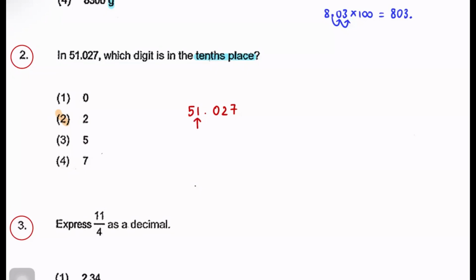This one, the digit 1, what place value is it at? Correct, this is 1. Okay, Faith, can you tell me the digit 5? What place value is it at? The digit 5. Faith?